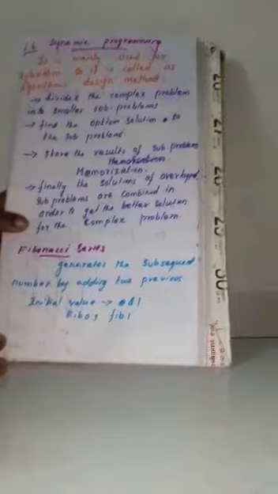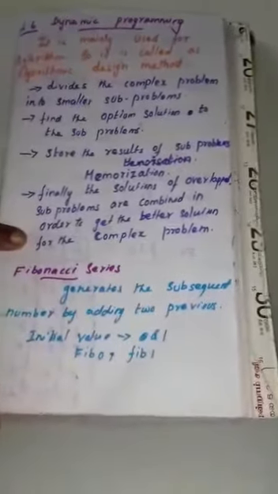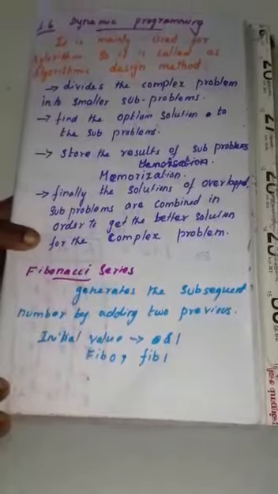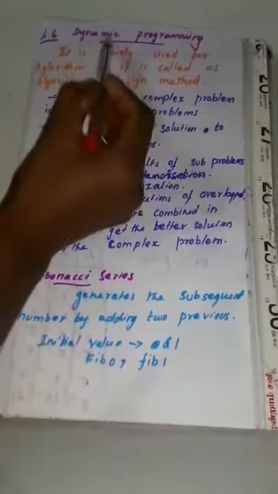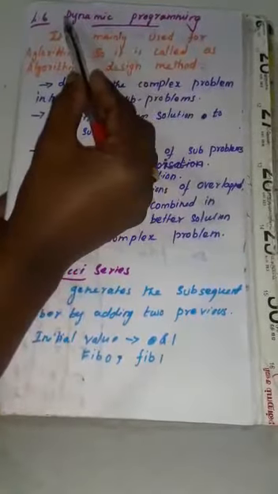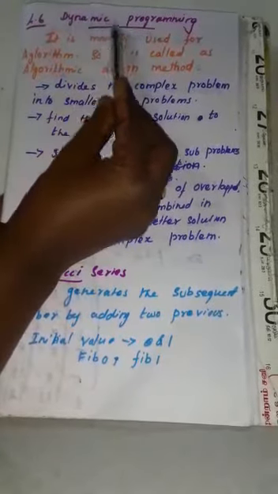Students, now we are going to discuss the 12th standard Computer Science, Chapter 4, last topic: dynamic programming. Okay, what is the topic? Dynamic programming.